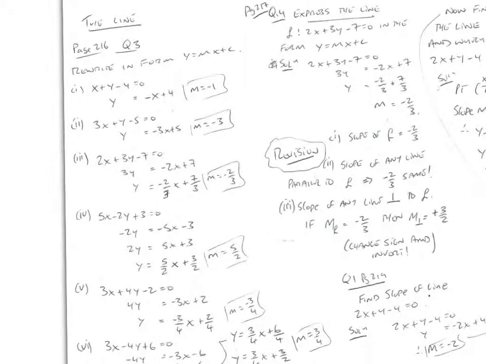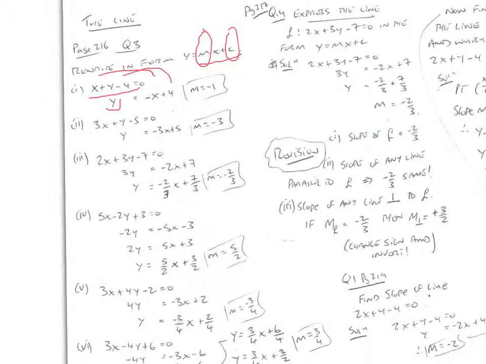Okay, so let's look at the line and how to rewrite an equation in one form to this other form, y equals mx plus c, which will allow us to identify m, the slope, and the intersection of the y-axis, c. Okay, so we're given x plus y minus 4 equals 0. Well, keep the y to the left of the equal sign and bring over your x, becomes minus x, and bring over your minus 4, becomes plus 4.